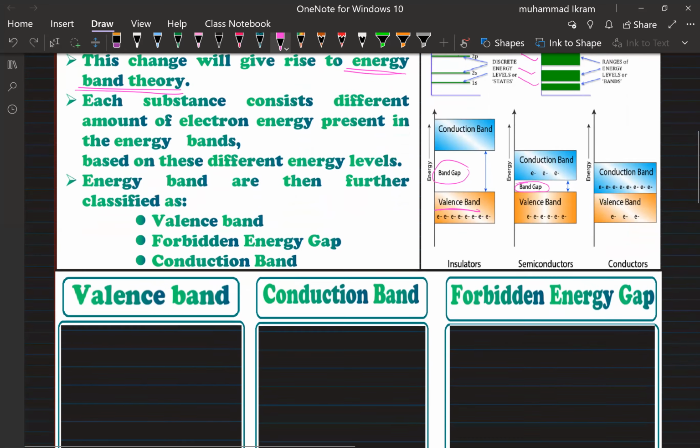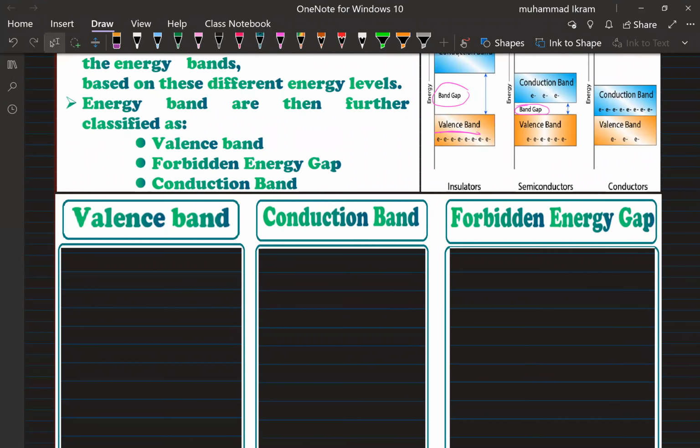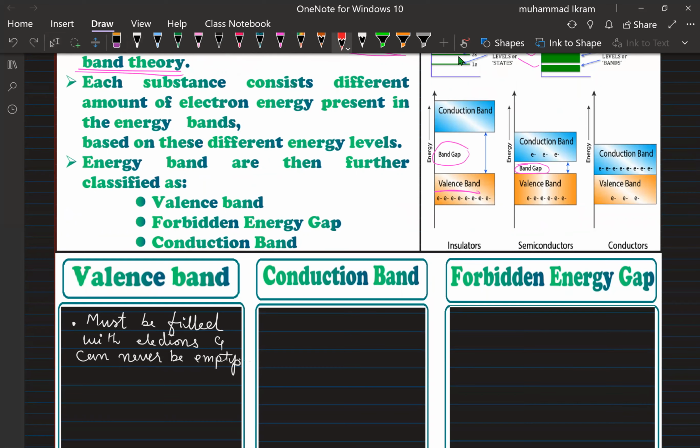Now let us start with the valence band. What is the valence band? The valence band is usually filled with electrons. It must be filled, the outermost shell of the atom. So it must be filled with electrons and can never be empty. You must remember this point, particularly for your MCQs, that this valence band can never be empty. Here you see the valence band must have some electrons.